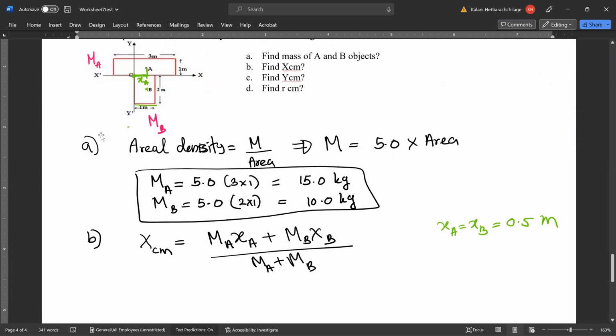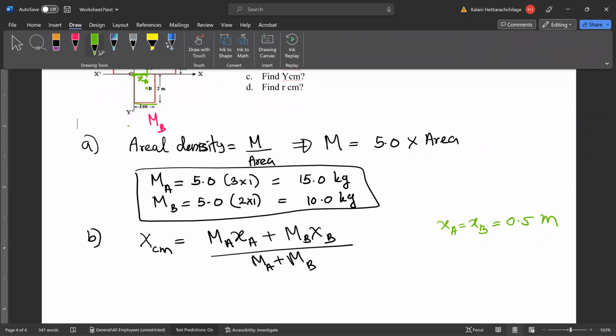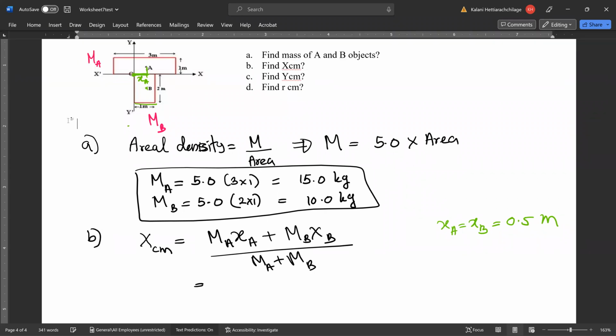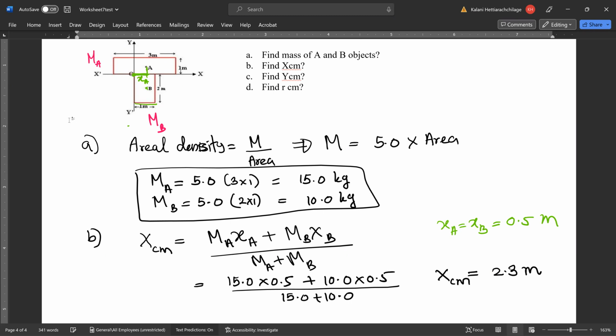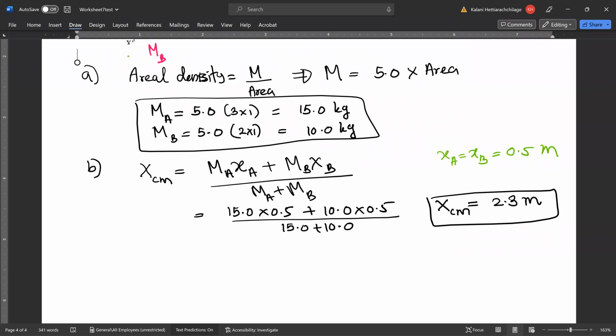Okay. So now we can plug it in here and calculate this value first. So MA is 15.0 times 0.5 plus MB is 10 times 0.5. Both are positive in the X direction, and we're going to divide by 15 plus 10. What I get as X center of mass is equal to 2.3 meters. Okay. That is part B.